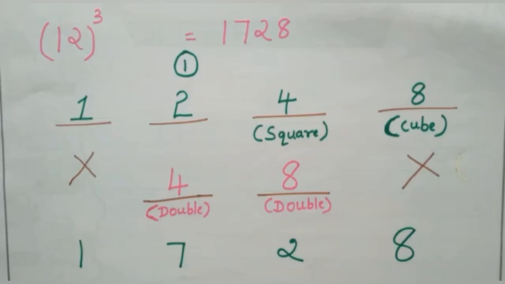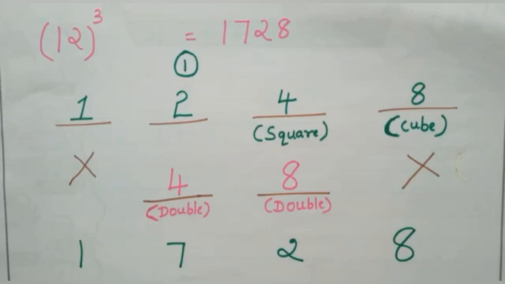Now third and fourth dash. What am I going to do? In the unit place what I have? 2. So I am going to do square of that number. So what is square of 2? 4. And for the fourth dash, what I am going to do? Cube of that number. So what is cube of 2? 8. Right?